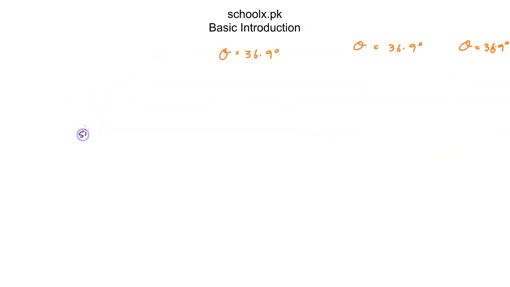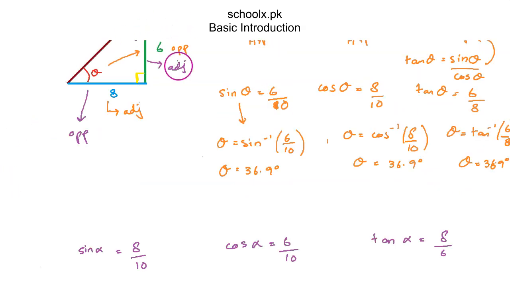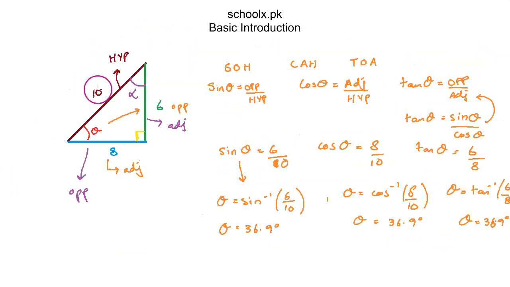So sine of alpha would have been 8 over 10. Cos of alpha is 6 over 10. And tan of alpha is 8 over 6.